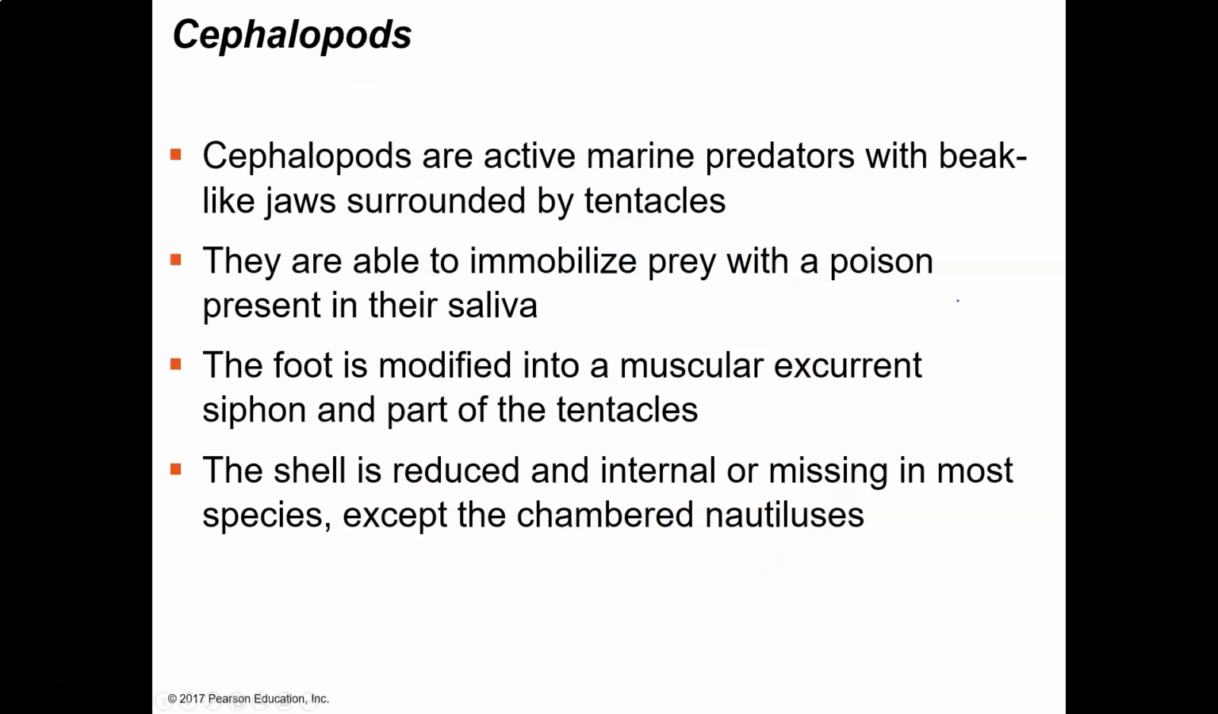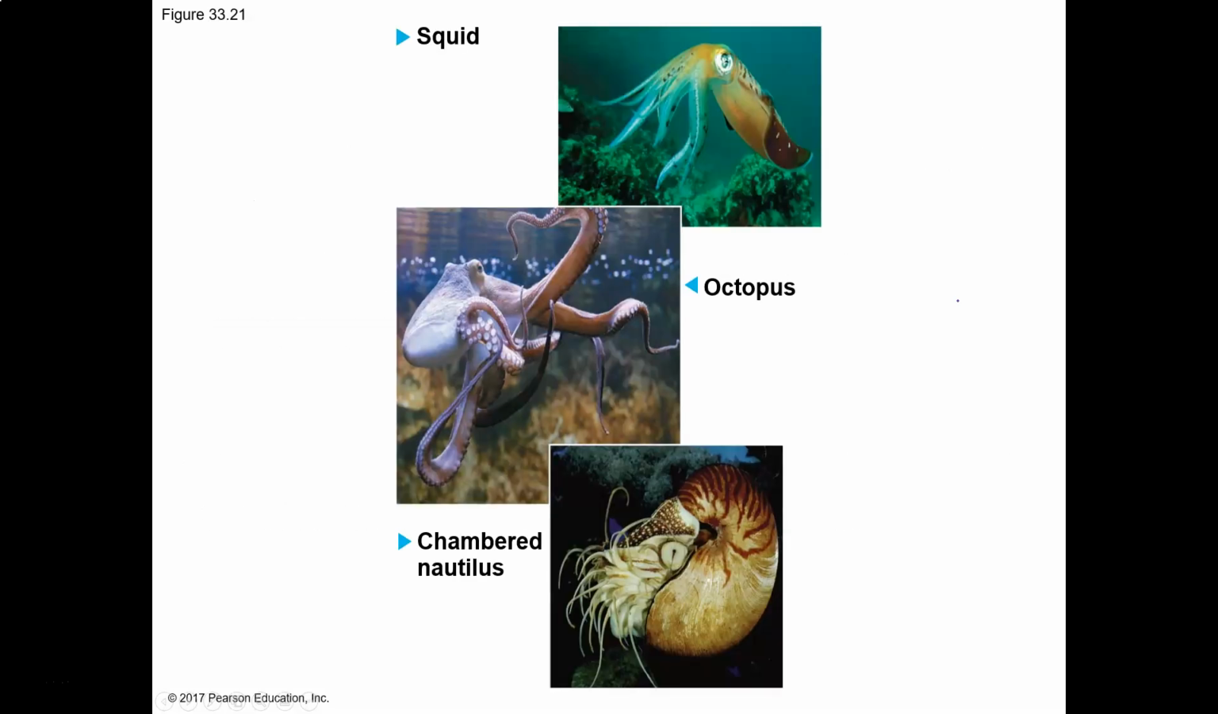Cephalopods are the other unique mollusks that you'll probably have encountered. Many of them are predators. They can catch their prey with poison in their saliva or with their tentacles to hold them. The foot is modified into a muscular siphon and part of the tentacles. And in most cases, the shell is reduced or missing, except in the chambered nautiluses.